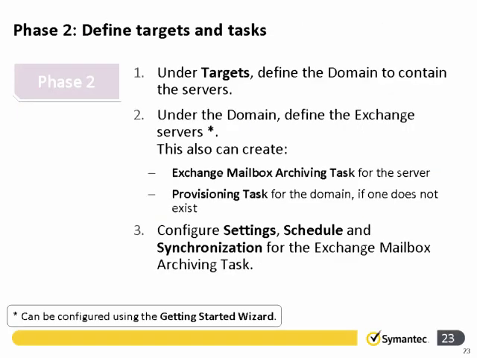Still in phase 2, we said we wanted to define the targets and tasks. And the first thing that we need to define is a domain. Then once you define the actual domain, you will then go through and create the Exchange server targets. As part of creating the Exchange server targets, you can, in fact, create the mailbox archiving task and the provisioning task automatically. You don't have to do that. You can configure it manually. And then you can also configure the individual settings, schedule, and synchronization for the Exchange mailbox archiving task.